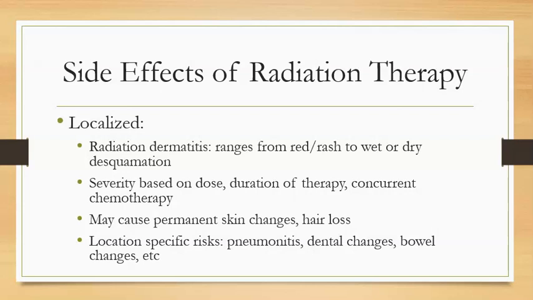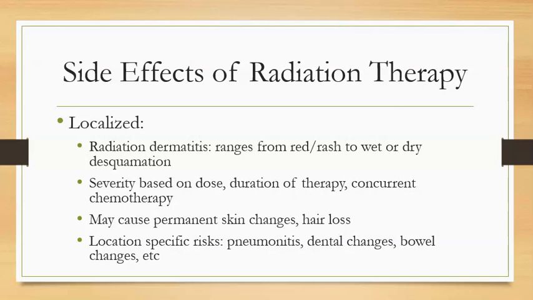Side effects of radiation therapy. I mentioned there are localized side effects. In the area where we are radiating, there's something called radiation dermatitis, which is a skin inflammation issue, and this happens pretty commonly with our radiation patients. It ranges from a red rash, erythema, to what is called desquamation, which means the skin itself is peeling away in layers. It can be wet or dry in nature.